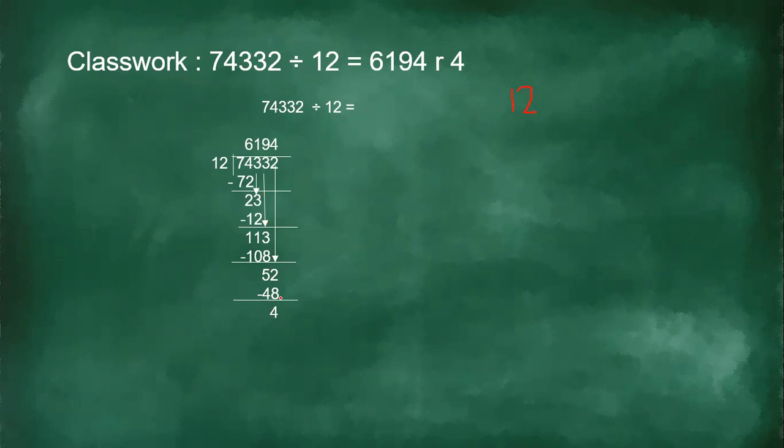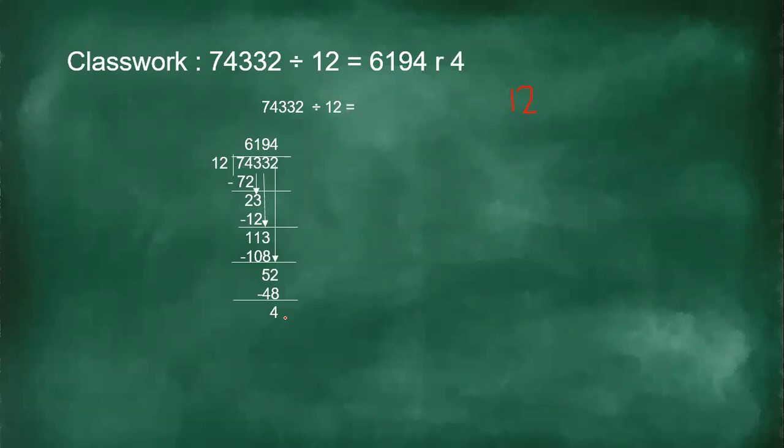Bring down the 2. Then 12 into 52 goes how many times? 4 times. 4 times 12 is 48. 52 minus 48 is equal to 4. So your final answer is 194, remainder 4.